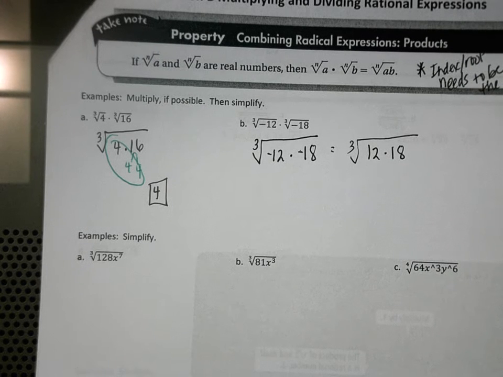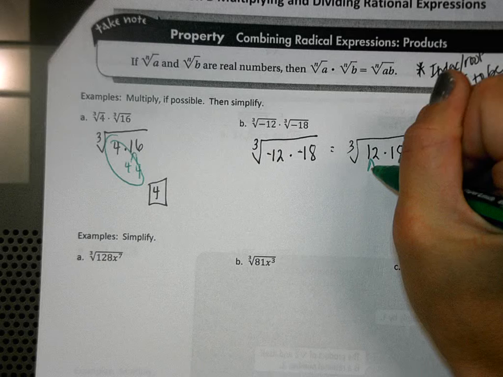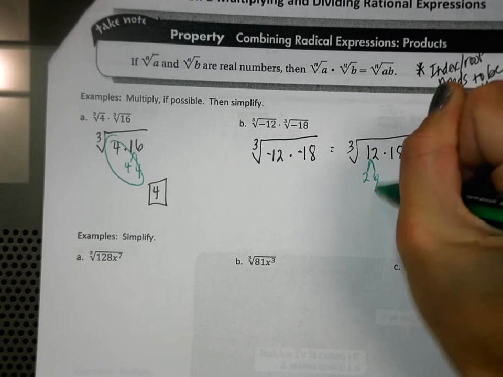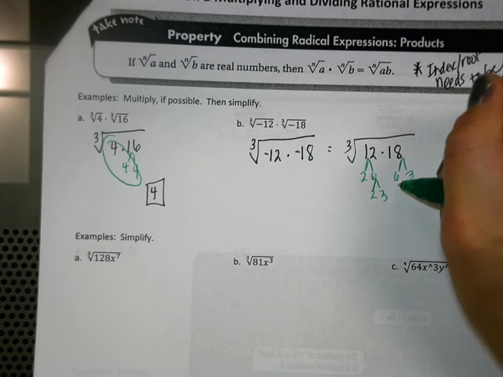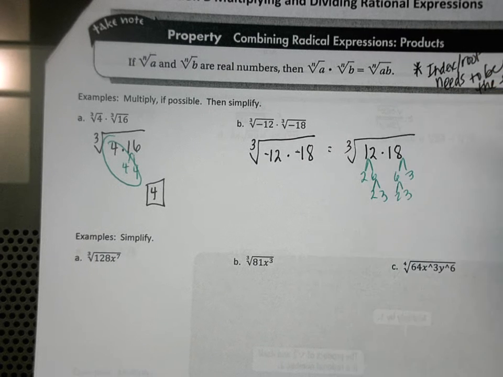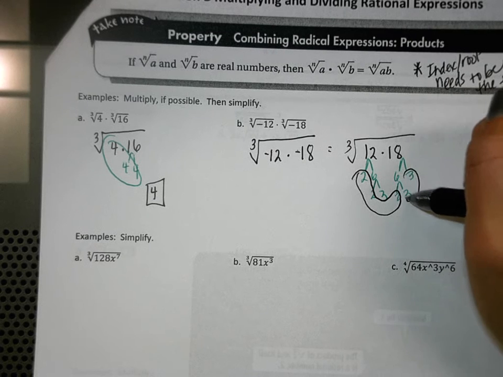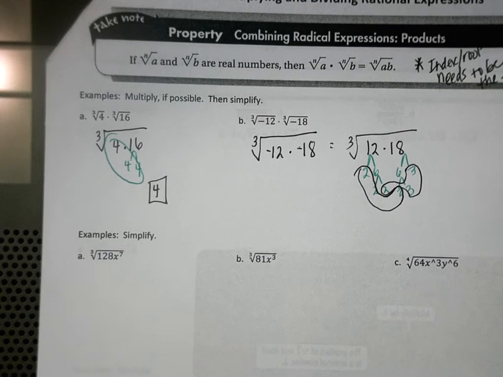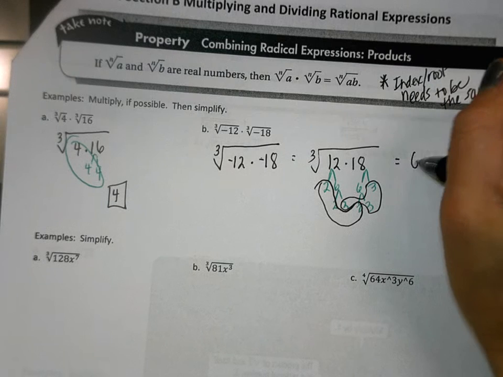Now, if you want to multiply them together, that is totally fine. If you don't want to, that's fine too. If I were to break this down, 12 is 2 and 6, and then 6 is 2 and 3, right? 18 is 6 and 3, and then 6 is 2 and 3. So we need 3 for a group, and so you can see I do have 3 2s, and I also have my 3 3s. So when I bring that out, my answer ends up becoming what? 6.